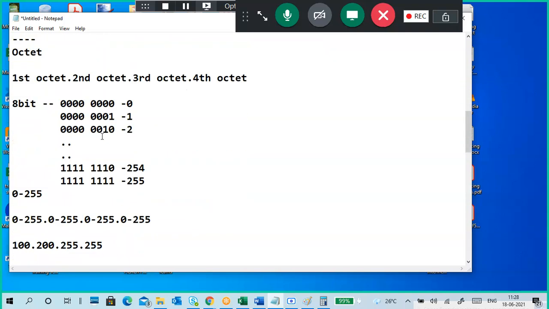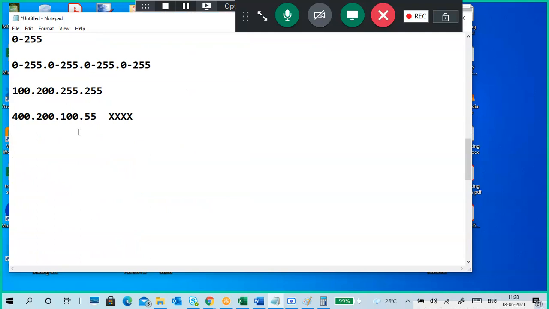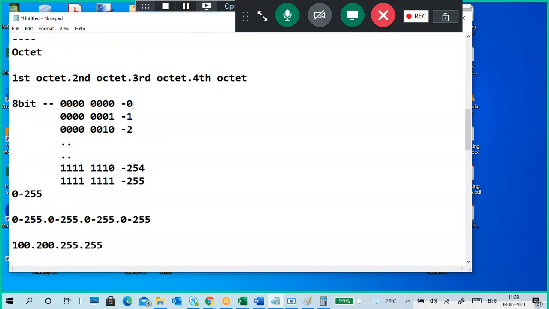8 bit ranges, understand right now? I am writing from the starting to the ending IP address, the total IP addresses. So this is the first IP address. While you are writing IP addresses, 0 to 255, right? So this is the first IP address in your total IP address range.